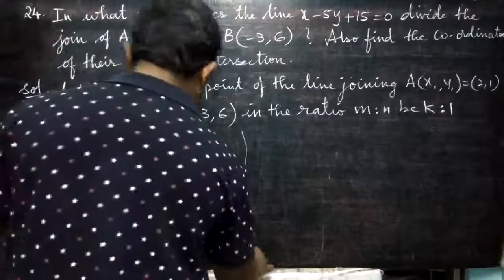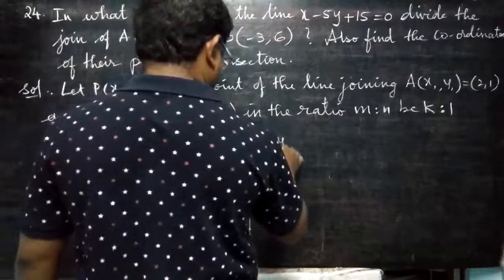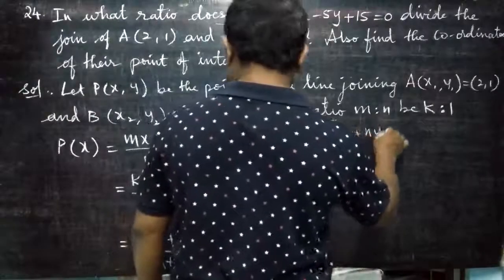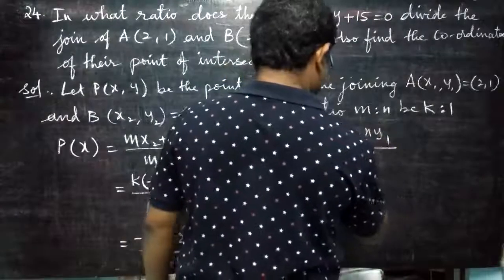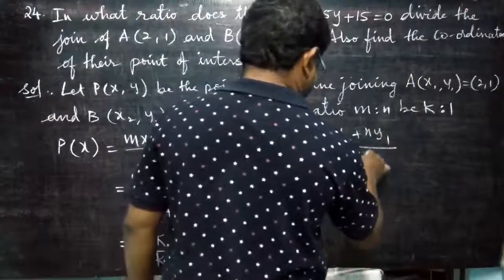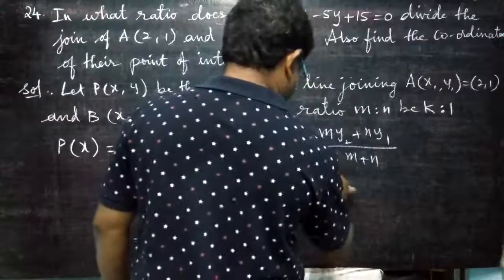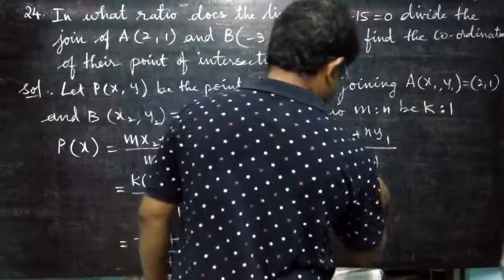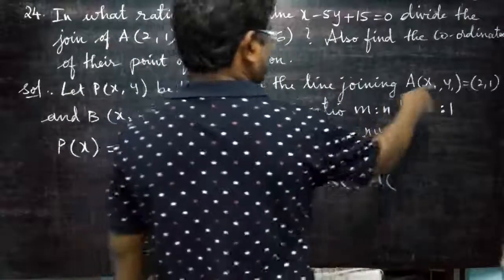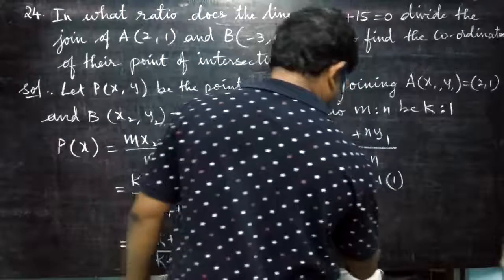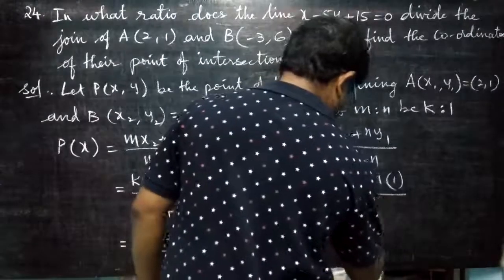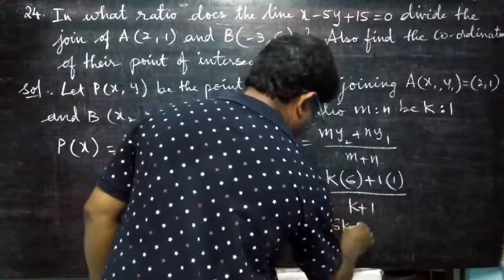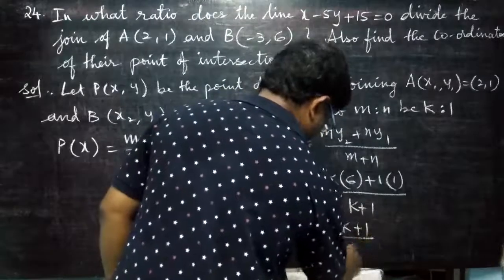Next find out P of y. The formula is (m y2 + n y1) by (m + n). The formula should come easily to your mouth. With k, y2 is 6, n is 1, and y1 is 1, by k plus 1. That is equal to (6k plus 1) by (k plus 1).